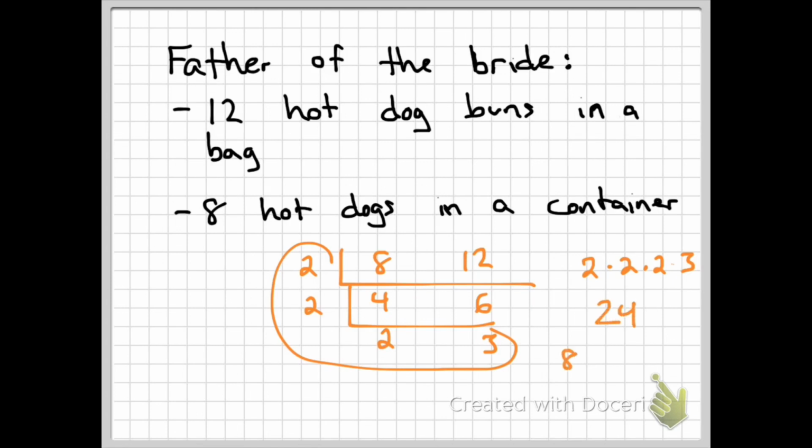So if there's 8 hot dogs in a container and 12 buns, the common multiple would be 24, meaning that you're going to need 3 containers of hot dogs, and 2 bags of the buns, in order for it to work out and be even without any waste. Hopefully you have 24 people to eat all those hot dogs though.